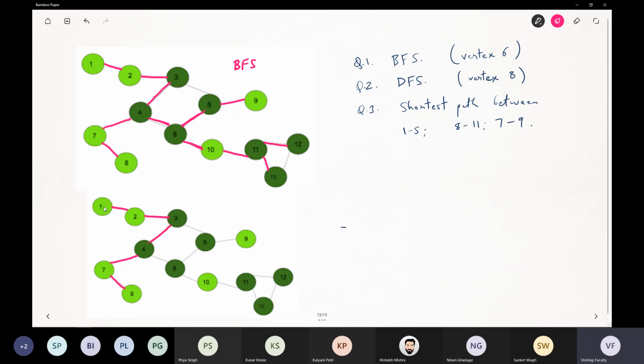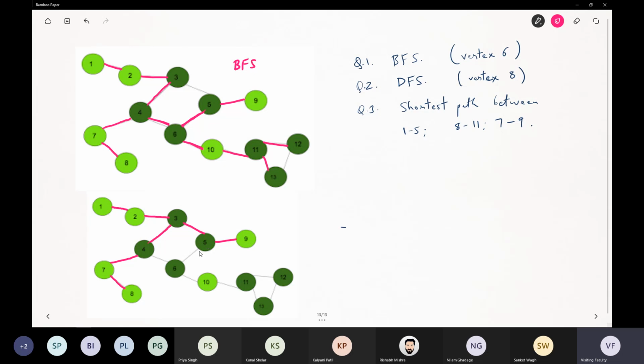So now I have to backtrack. I go back to 2 because that's where I came from. From 2 also I cannot go anywhere. So again I backtrack. I come to 3. From 3, there is a new direction possible. I can go to 5. Right? So I go to 5. From 5, again I have choices. So I can go to, let's say, 9. Okay. Now from 9, I cannot go anywhere. So I again backtrack. I come back to 5.